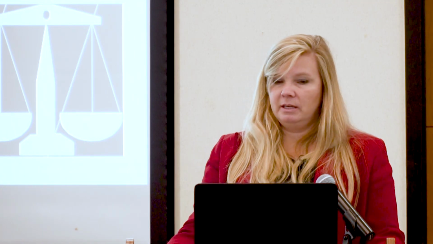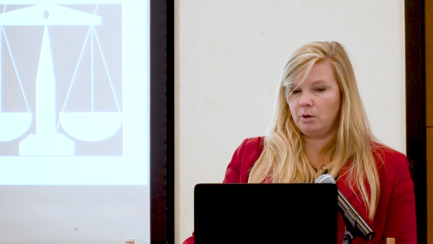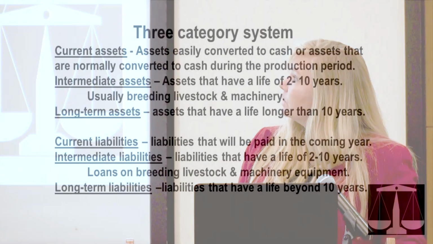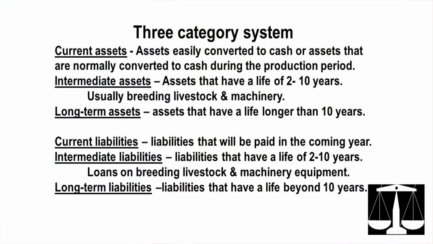And then there's the three category system, so current assets. They break them into current, intermediate, and long-term. Again, I kind of like this because it looks at that usable life, and you can sort of divide it out. It helps you make some decisions on depreciation. So I kind of like this method.